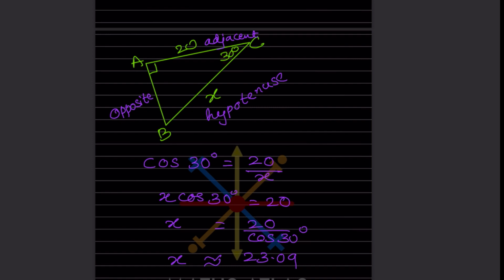What we don't know is x over here, but we know the adjacent side. Because we don't know the opposite side, we cannot take sine, because sine is opposite by hypotenuse. So let us take cos. Cos 30 is what? Adjacent by hypotenuse. So cos 30 is, adjacent is 20 and the hypotenuse is x.